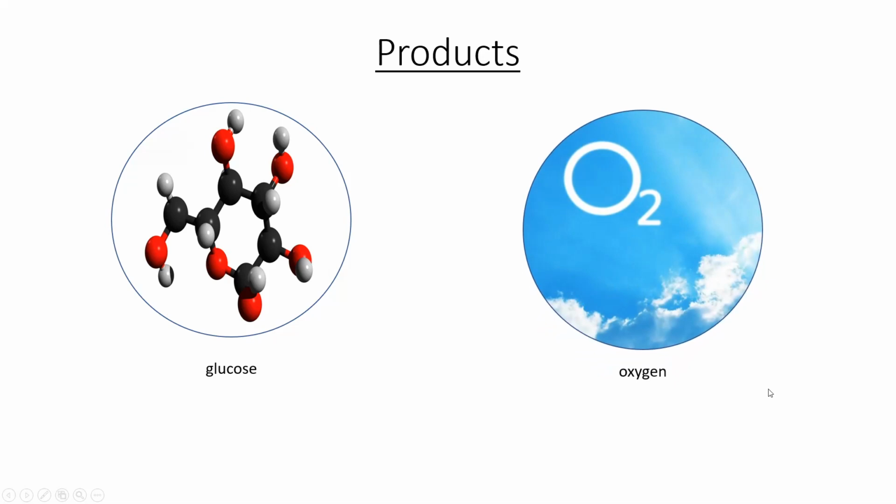The other product is oxygen, and we're very thankful for this. Plants produce oxygen as a byproduct, as I said before, meaning that it's not necessarily what the plant wants. It's just like in the same way we exhale carbon dioxide, plants exhale oxygen, and we use that oxygen then to breathe. Now, these are the two products produced by photosynthesis.